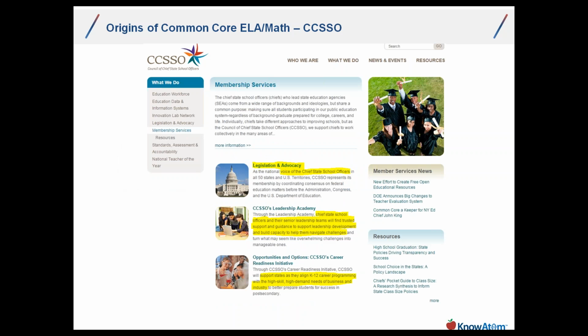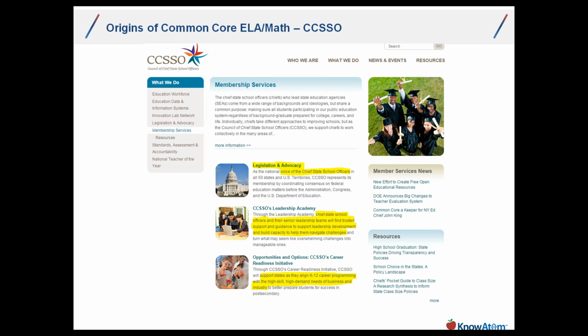The second group that I mentioned, the Council of Chief State School Officers, is a similar kind of group, but the membership here is what they call Chief State School Officers, or really the heads of the Departments of Education in various states.